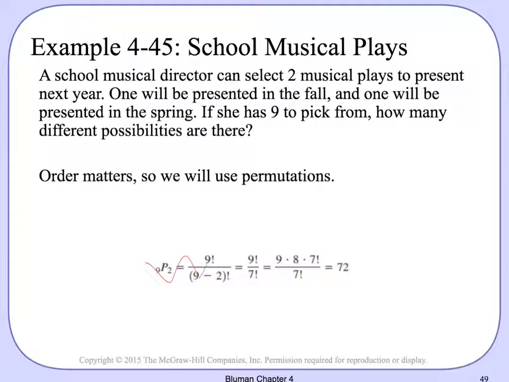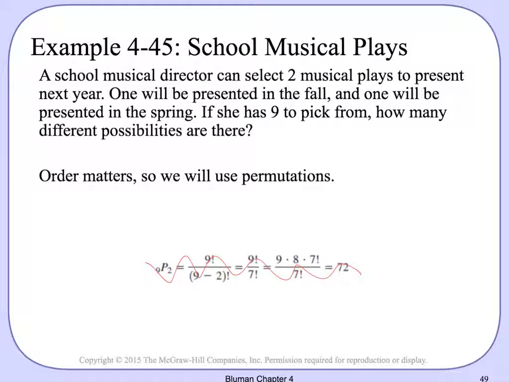Okay, next one. A school musical director can select 2 musical plays to present next year. One will be presented in the fall and one in the spring. She has 9 to pick from. How many options are there? Why do we know the order matters on this one? From this information. Because it says what? What in there does it say that indicates that we care about it in order? One's fall and one's spring. So, like, if you switch those around, that's a different order, right?